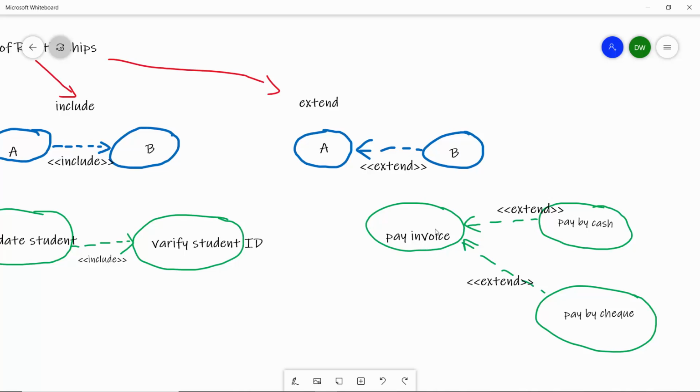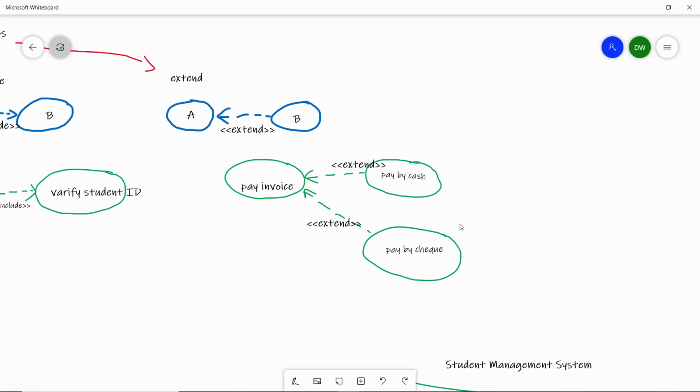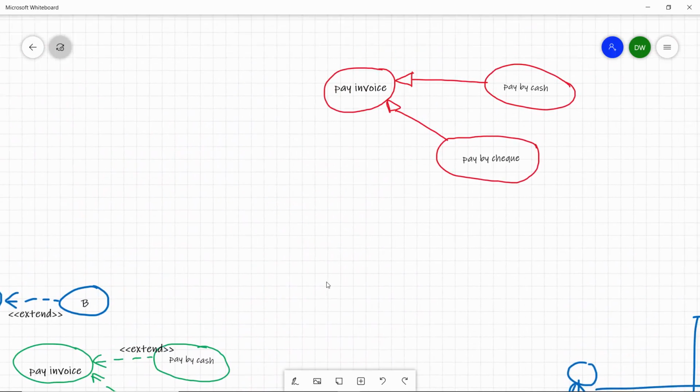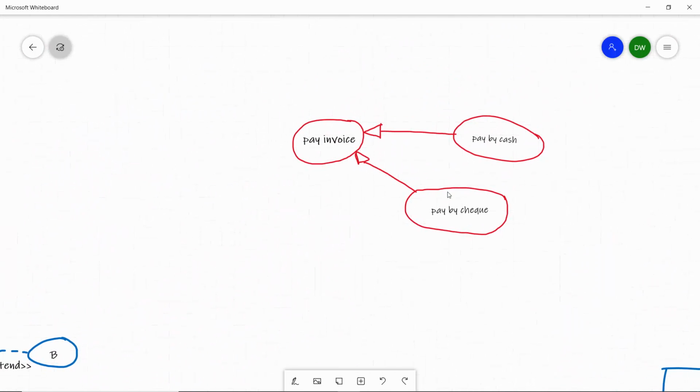Here pay invoice is the main task, so the arrowhead should always be towards this pay invoice use case, right? And don't forget to mention this extend word here. As I told you before, if you do not use that, you will not be able to recognize whether this is an include or extend relationship. When you look at this extend example, you might think that this can be taken as a generalization example as well. Yes, of course, we can take it as a generalization example like this.